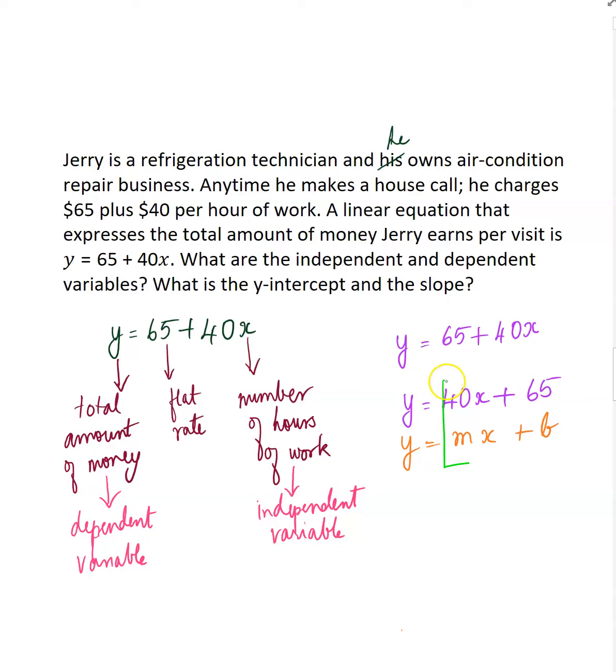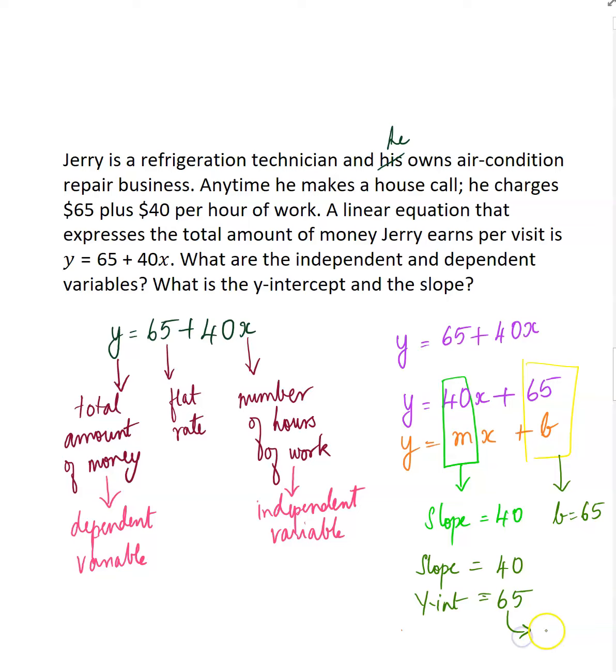That way I can box this to show you that your slope is 40. And then I can box this to show you that the y-intercept, b, is positive 65. So the slope is 40 and the y-intercept is 65. If the question wants you to write it as a coordinate, please make sure your 65 is written as (0, 65).